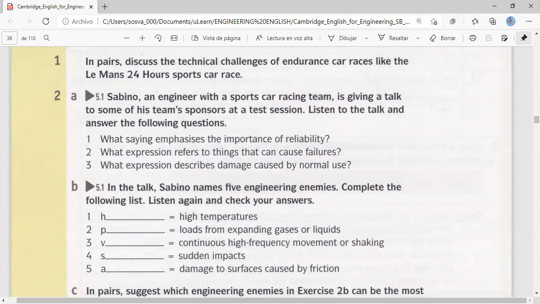Okay, so let's listen to the conversation, what Sabino is telling his team. It's a short listening of one minute. So listen carefully.